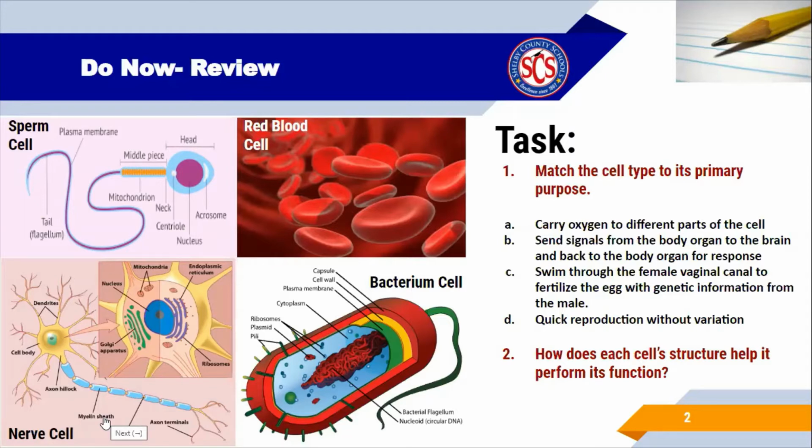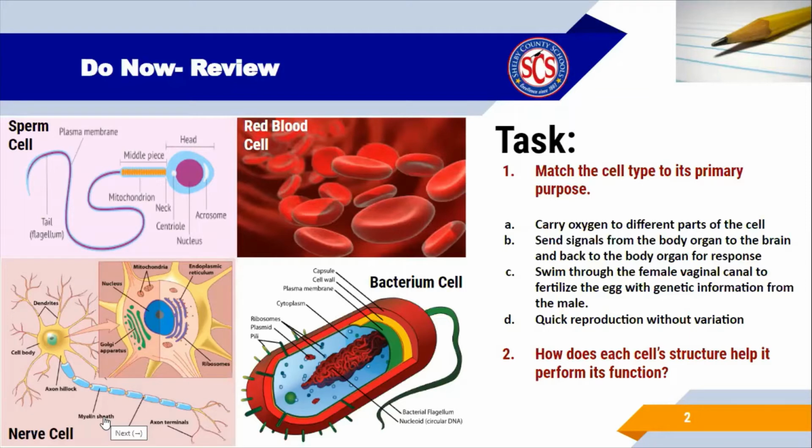Read the functions listed to the side. A, carry oxygen to different parts of the cell. B, send signals from the body organ to the brain and back to the body organ for response. C, swim through the female vaginal canal to fertilize the egg with genetic information from the male. And D, quick reproduction without variation.